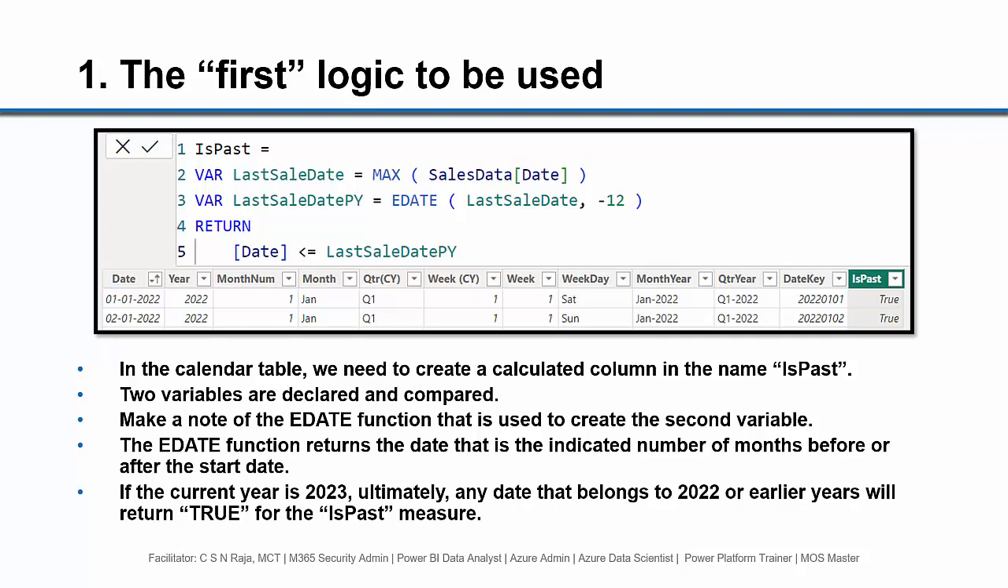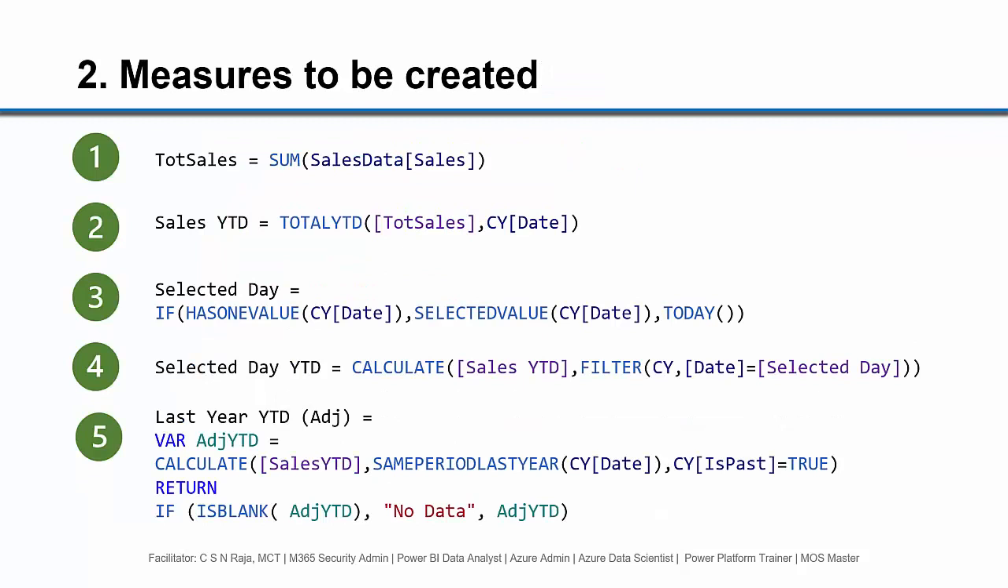Please make a note of the EDATE function that is used to create the second variable. The EDATE function returns the date that is the indicated number of months before or after the start date. If the current year is 2023, ultimately any date that belongs to 2022 or earlier years will return true for the is past measure. After creating the calculated column in the CY table, I need to create a couple of measures, which you can see on the screen, that I will be explaining while I show you the demo.